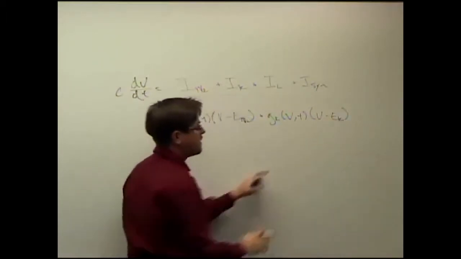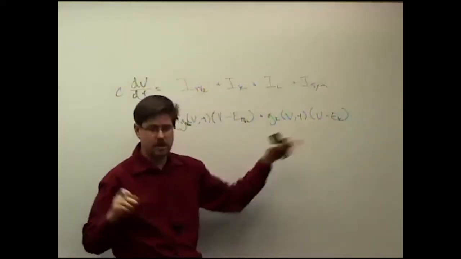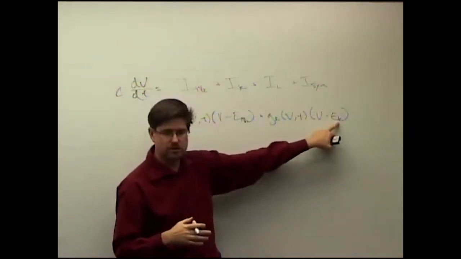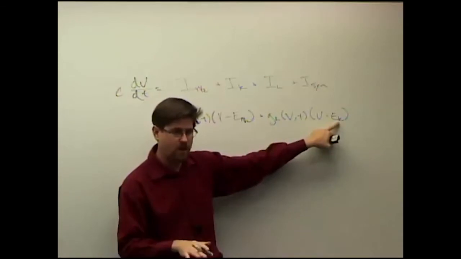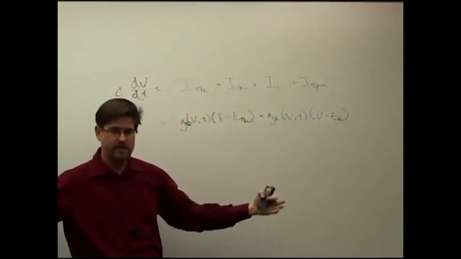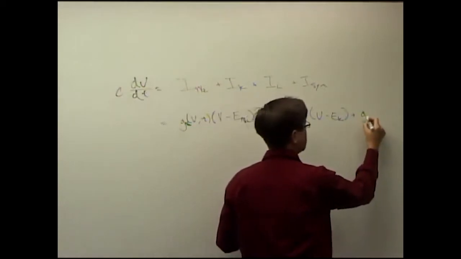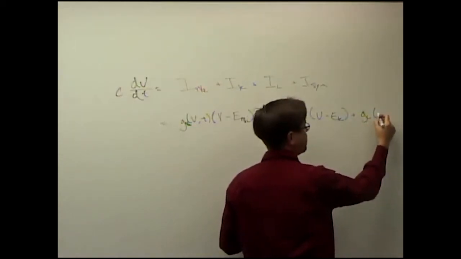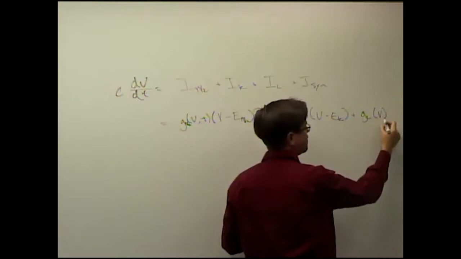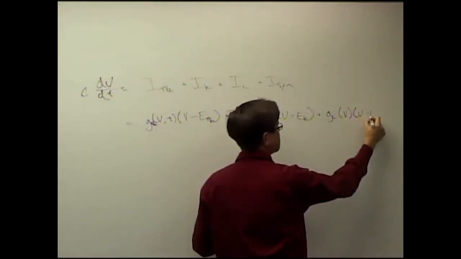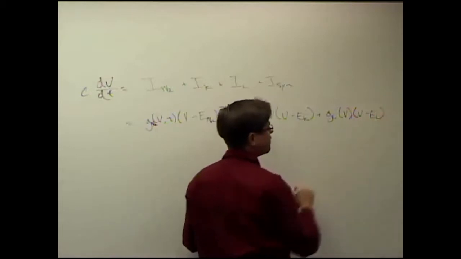So this is the potential. So potassium comes across the membrane. If the voltage is close to the reversal potential of potassium, it stops flowing. But the further away it is, the more current comes through. And then there's one more, the G_leak, which is only a function of voltage, V minus E_leak.